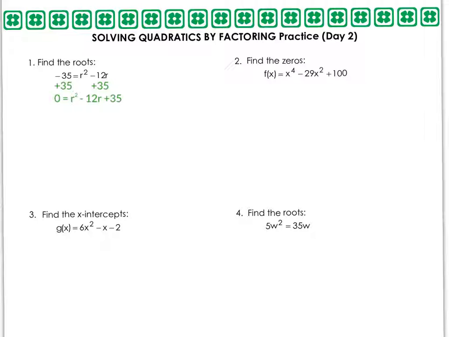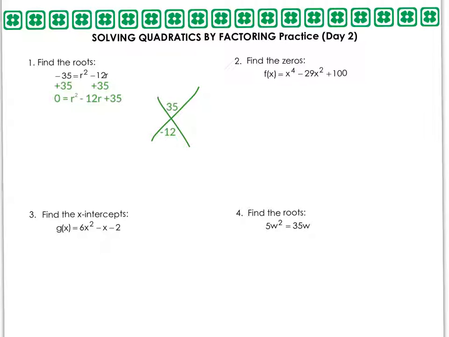Now in order to solve this, I'm going to want to do an x box. That's because there is no GCF, it's not a factor by grouping, and it's not a difference of two perfect squares. So x box, product and sum: I need to find the numbers that have a product of 35 and a sum of negative 12. So we have to think about the factors of 35 and which ones would have a product of 35 and a sum of negative 12.